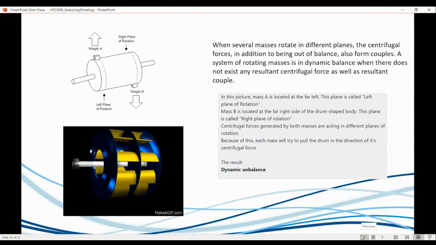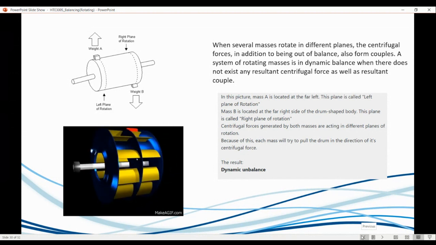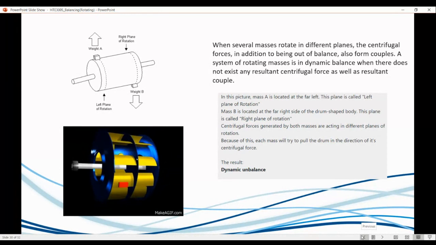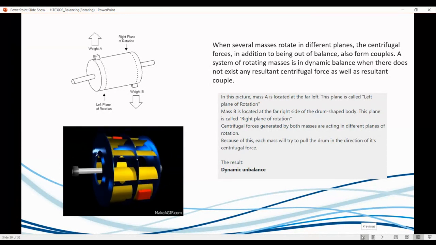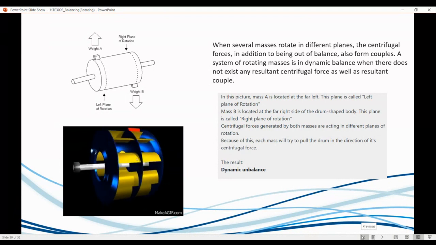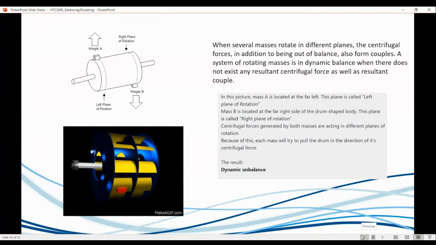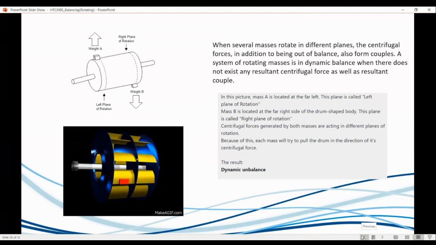And it says when several masses are rotating in different planes, the centrifugal forces, in addition to being out of balance, form couples. What do you mean by couple? There's a moment. A system of rotating masses is in dynamic balance when there does not exist any resultant centrifugal force as well as resultant couple. So for dynamic equilibrium, we have to meet the condition of static equilibrium, and that means our MR must be equal to 0. That's what we've done.